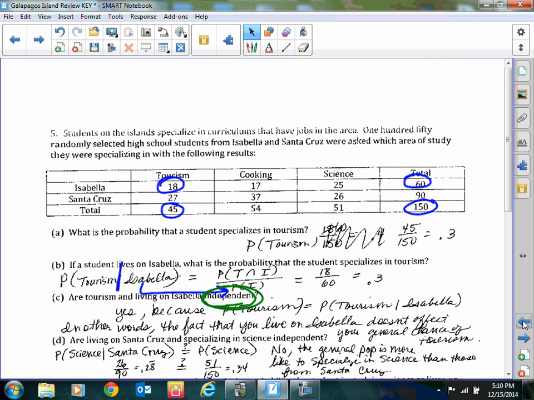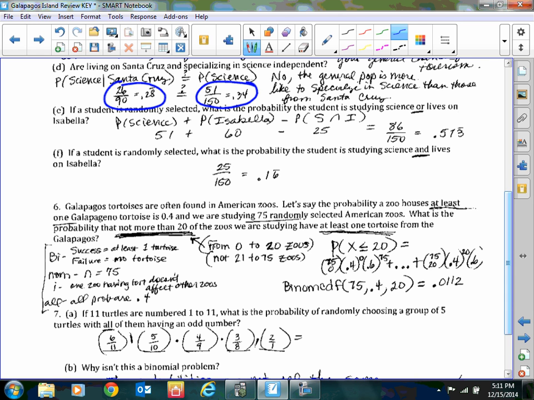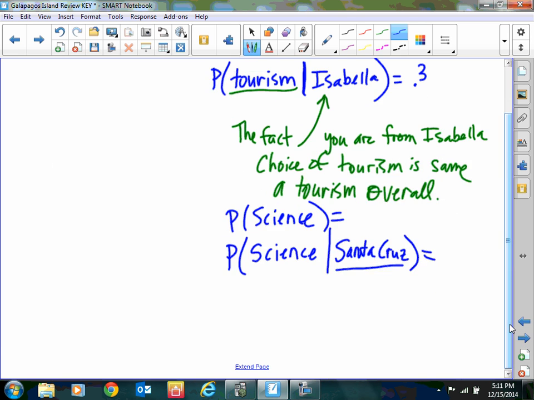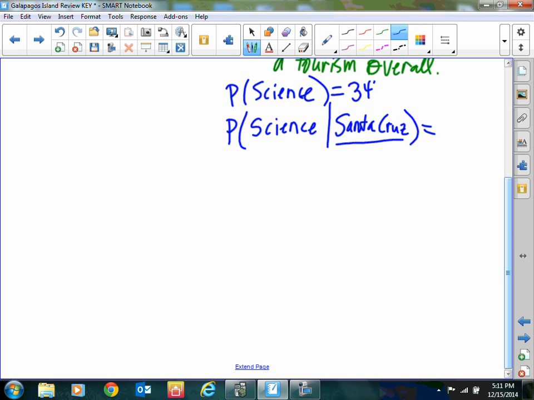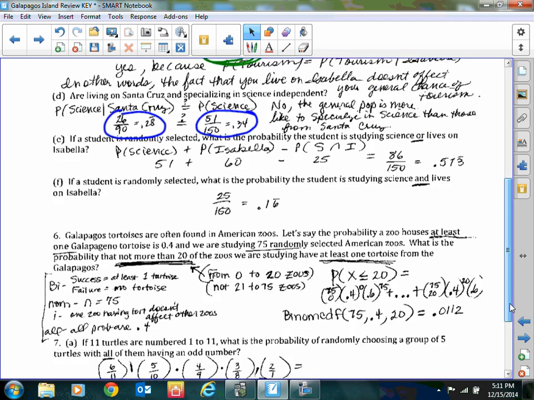You can see my notes here on this page: 0.28 versus the probability of science overall, which is 34%. So what happens is this. Overall, 34% chose science. But if you were from Santa Cruz, then that was 28%. So the fact that you are from Santa Cruz does what to the rate of science? It reduces the rate at which you choose science. Therefore, the fact that you're from Santa Cruz changed the rate. Therefore, they are not independent.